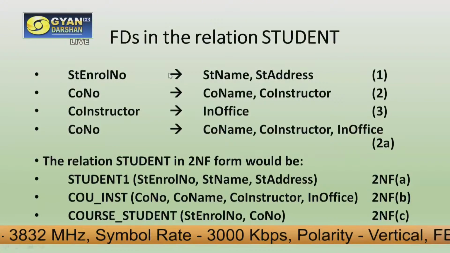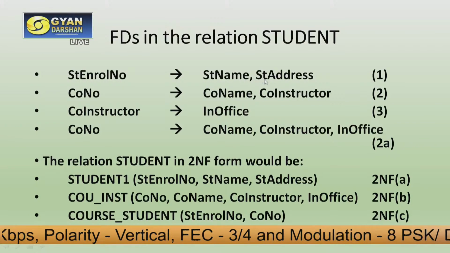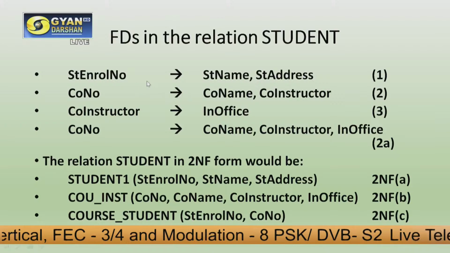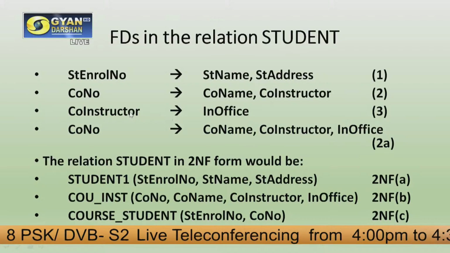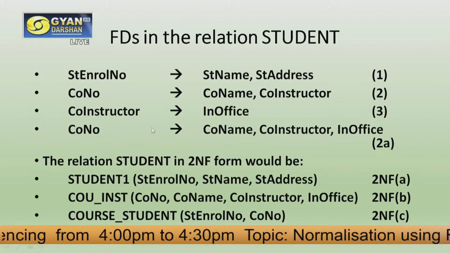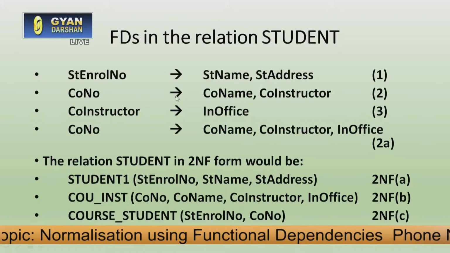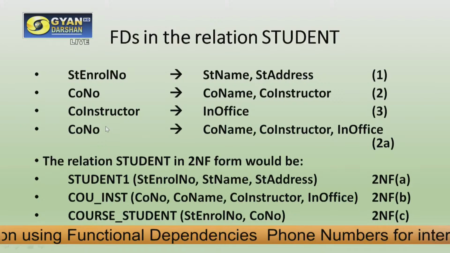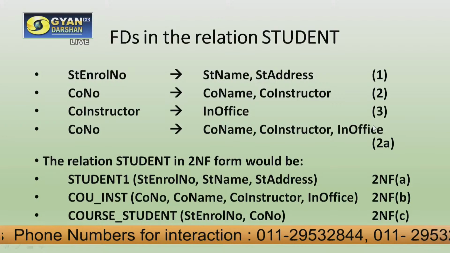Let's represent these dependencies mathematically. Student enrollment number determines student name and student address. Course number determines course name and course instructor, and course instructor determines course in office. In turn, because of these two transitive dependencies, course number is determining course name, course instructor as well as in office.